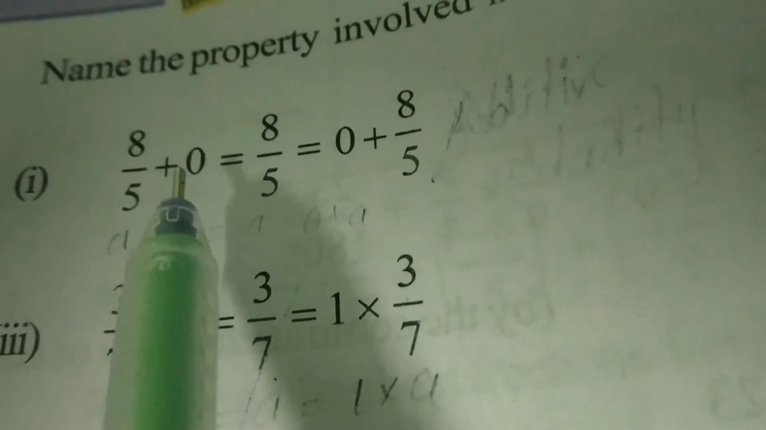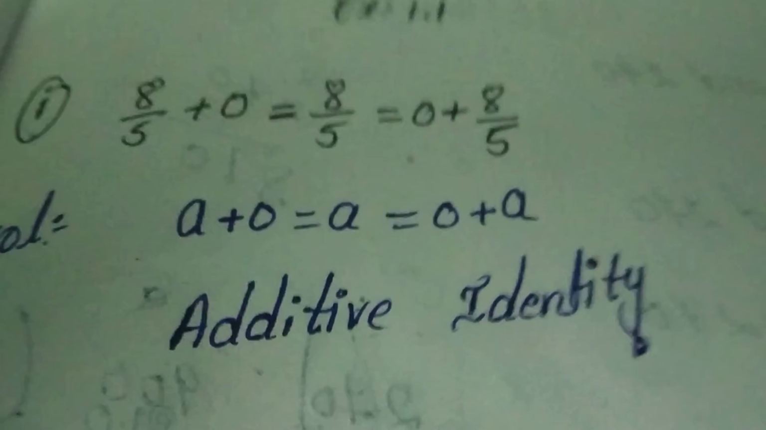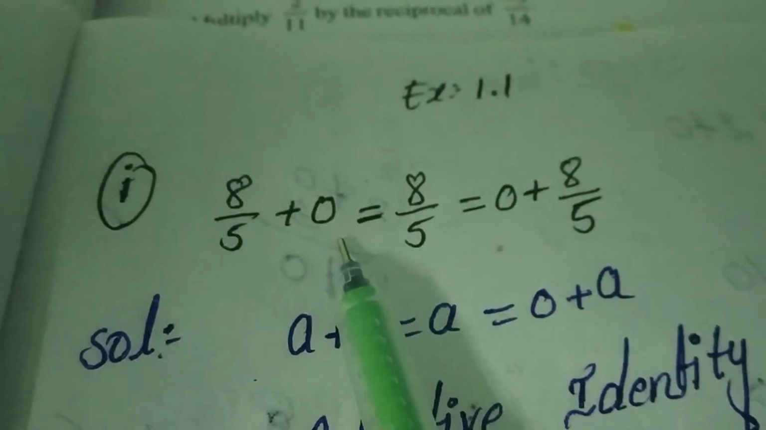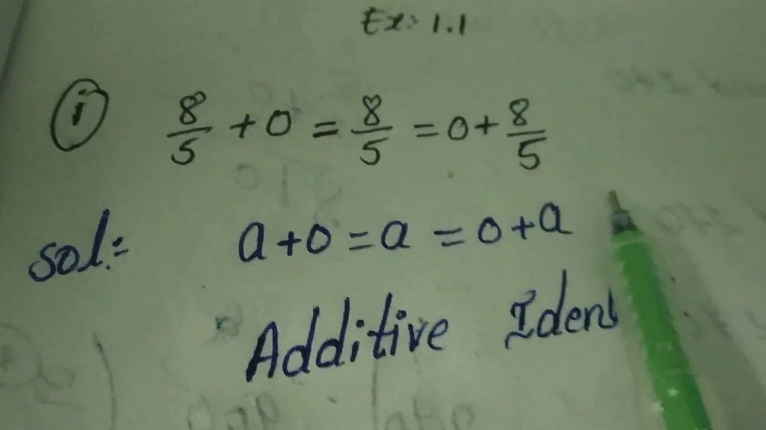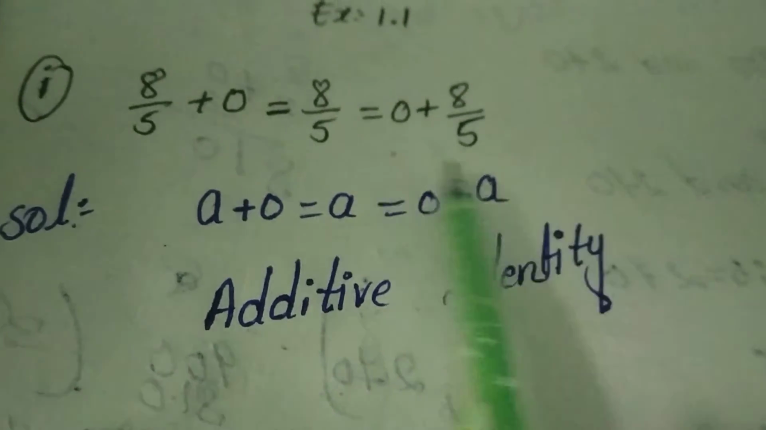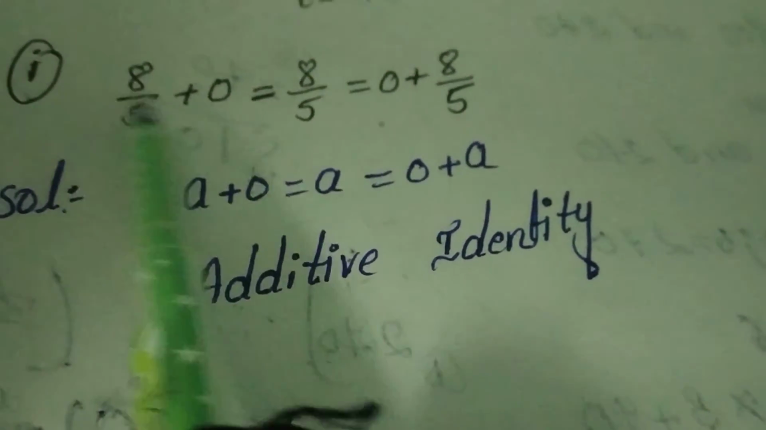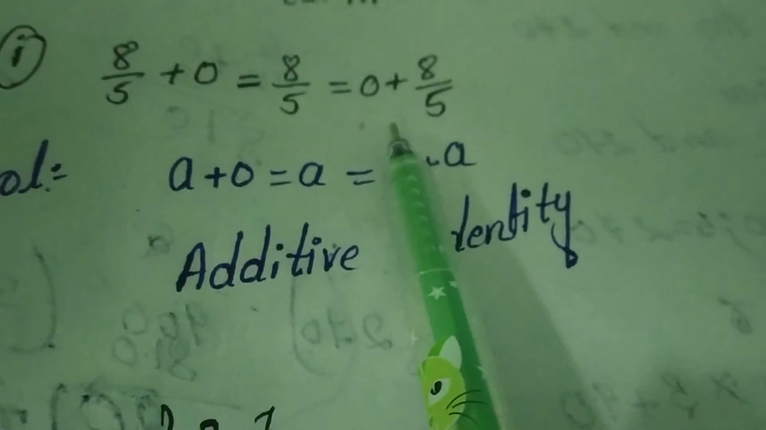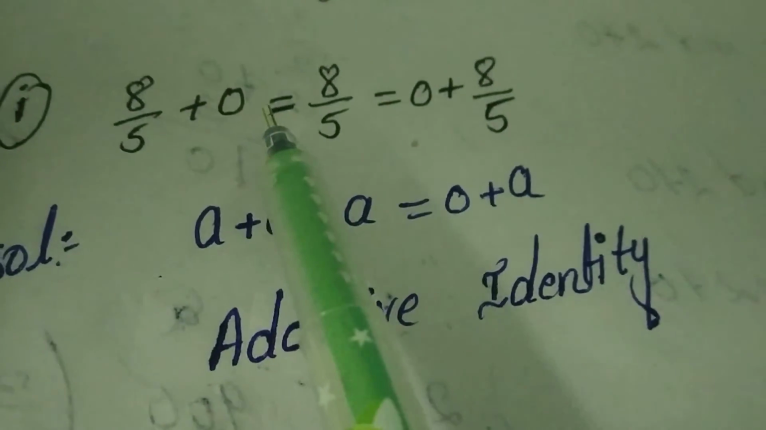Which property is this example of? 8 by 5 plus 0 is equal to 8 by 5, which is equal to 0 plus 8 by 5. This example is of the additive identity. We just have to write the property name, the identity name. Just identify which example belongs to which property.